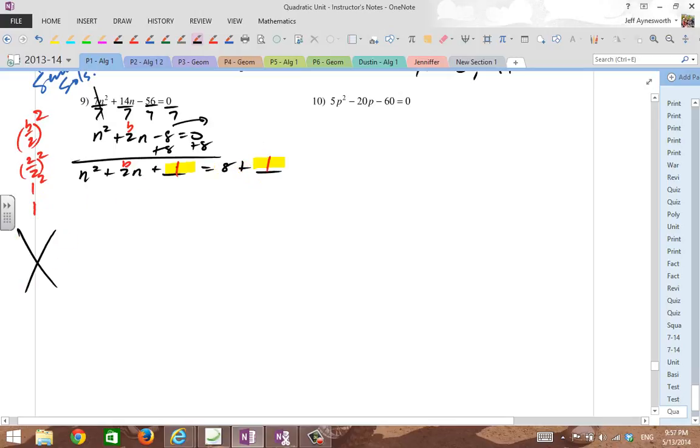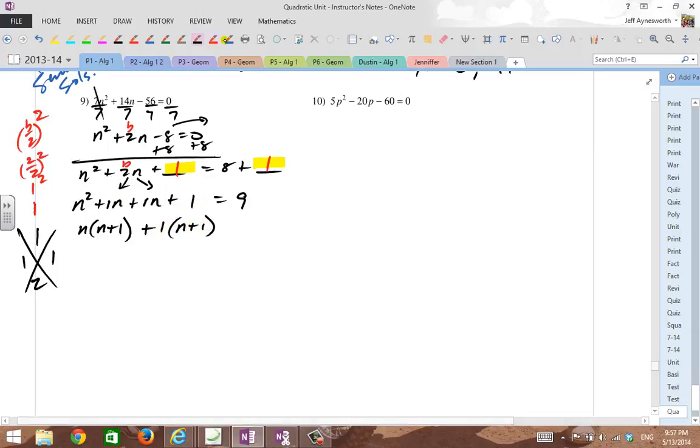Then I play the factor game. What 2 numbers multiply to 1 and add to 2? And that's not hard either. 1 times 1 is 1, and 1 plus 1 is 2. So we want to split the middle term, right? As we always do. So n squared plus 1n plus 1n plus 1 equals 8 plus 1 or 9. I factor out an n out of the first group. I factor out nothing out of the second group. I just write it as 1 times the quantity n plus 1. Just give it a hug, guys, okay? Watch this. All you do is give it a hug and group it. Why? Because this is factor by grouping. All right, so factor out an n plus 1 right here.